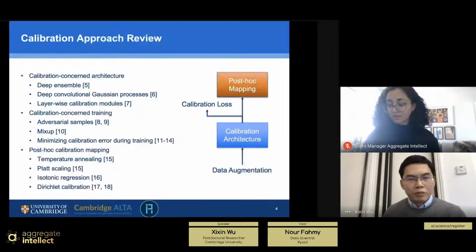So there are lots of calibration approaches that have been proposed to address this problem, like increasing the data that is used to train the calibration system, improving the calibration architecture, or improving the loss that is concerned with calibration. One of the recently attracting approaches is to do a post hoc mapping, that is, to map the not well calibrated prediction to a well calibrated prediction. So in this talk, we will focus on the architecture of the ensemble and the post hoc mapping called temperature annealing.